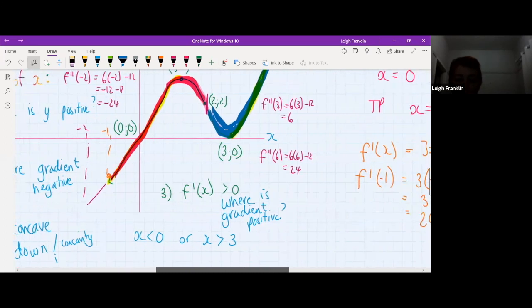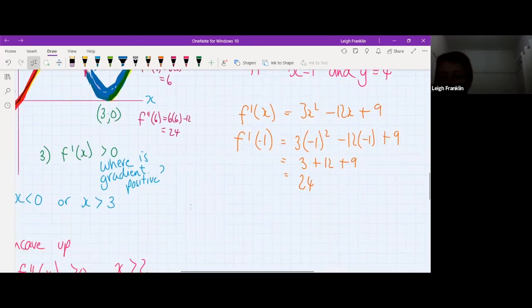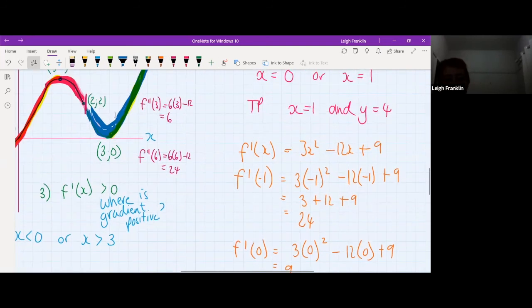Now if I want to work out what the gradient is when x is equal to 0, I'm expecting a smaller answer than 24, but still a positive one. So f prime of 0 is 3 times 0 squared minus 12 times 0 plus 9. Can you see it's positive, but it's getting smaller because I'm approaching my turning point? If I now sub in 1, I'm going to get 0.